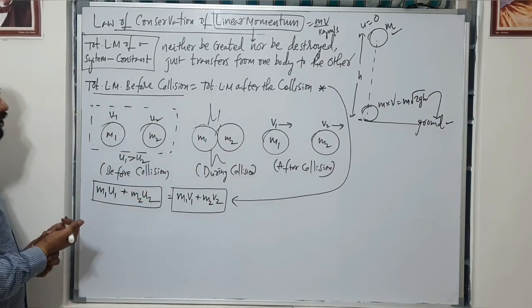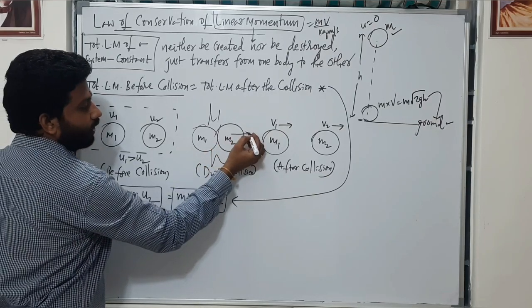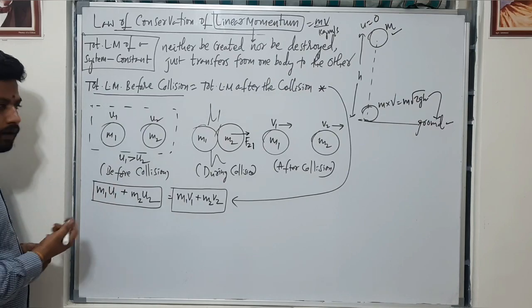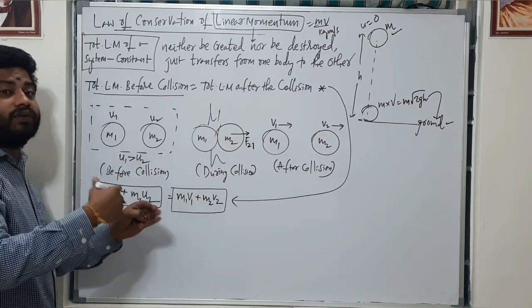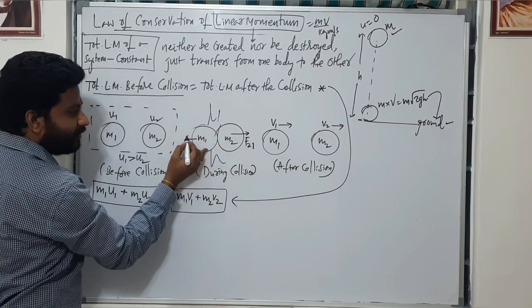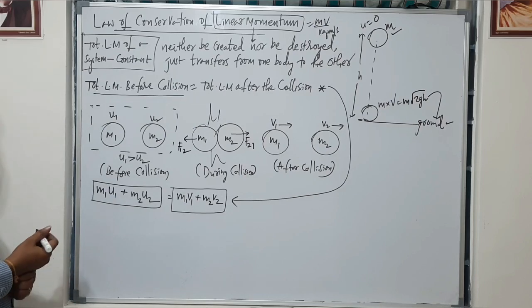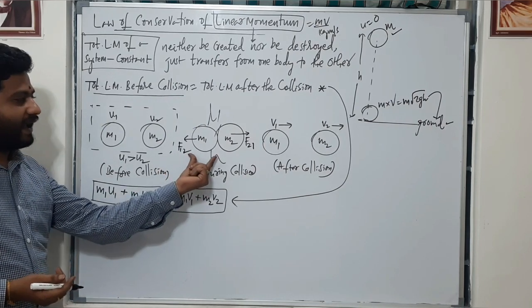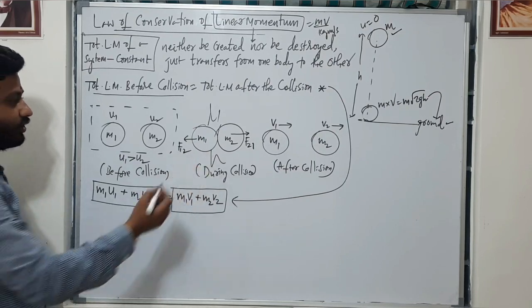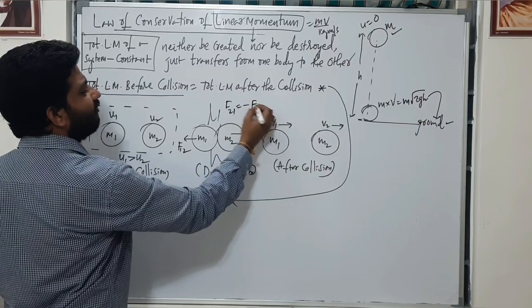During the collision, what happened? This body will apply some force on the second body, the force on the second body due to the first body. At the same time, action-reaction forces take place, and the second body will also apply some force on the first body, the force on the first body due to the second body. As these two are action-reaction forces, I can write F21 is equal to minus F12.